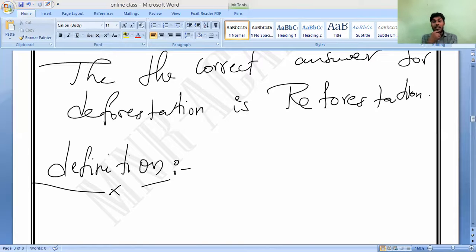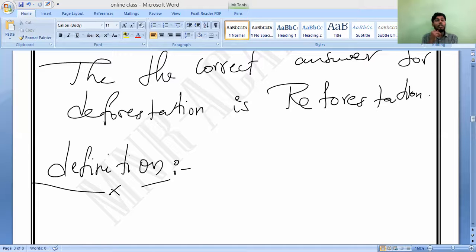Do you understand? Reforestation means to cover again with the forest. How will I cover it? By planting. Once I cut a tree, I cannot grow the same plant again. So what do I have to do? I have to plant new trees. Correct or not?